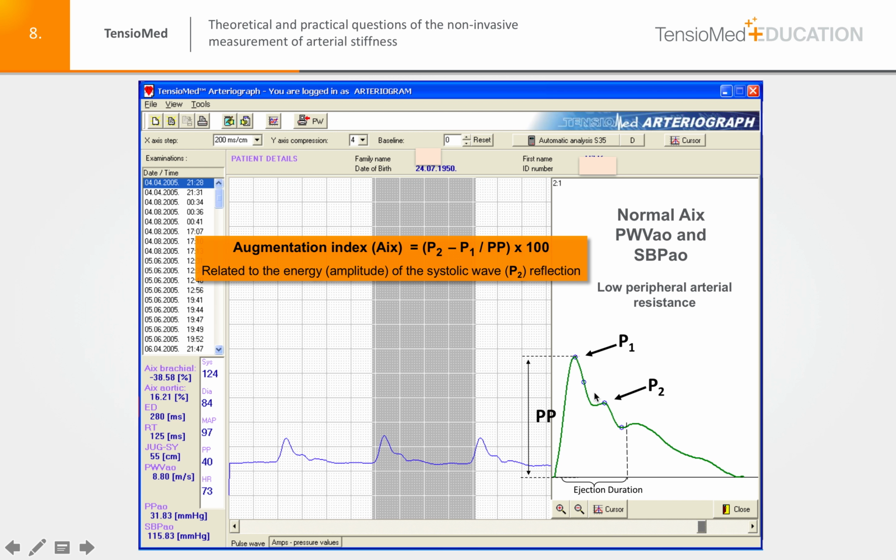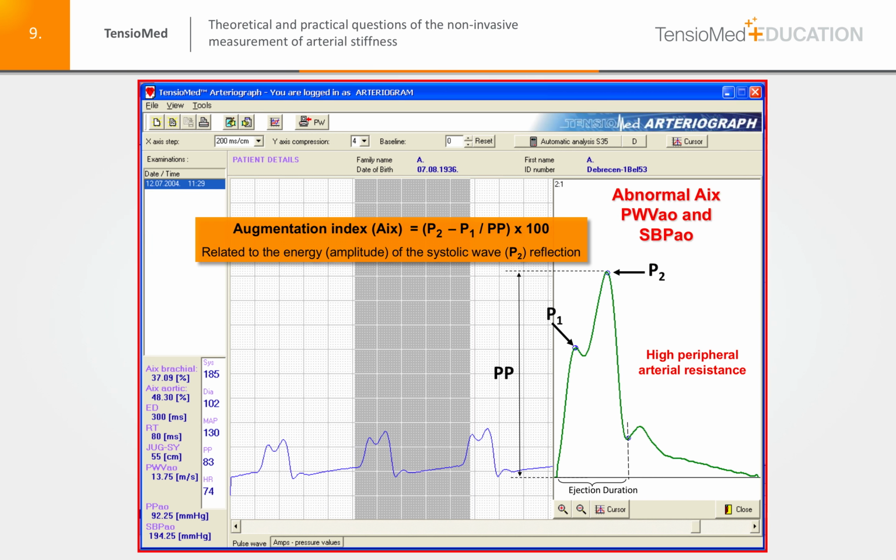Obviously, the lower the P2 is, the lower the augmentation index. The higher the P2 is, the higher the augmentation index. And this index, the augmentation index, is primarily related, as I have said, with the peripheral vascular resistance and the small arteries and arterioles. In an abnormal case, in case of increased peripheral vascular resistance and tone, the amplitude of the second reflected systolic wave, the P2, is increased, like we can see in this picture.